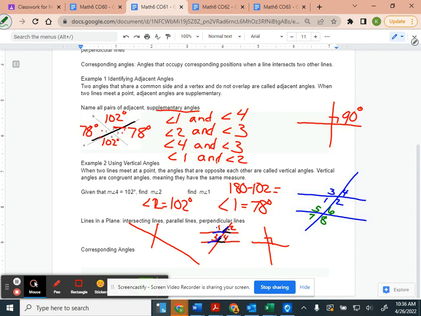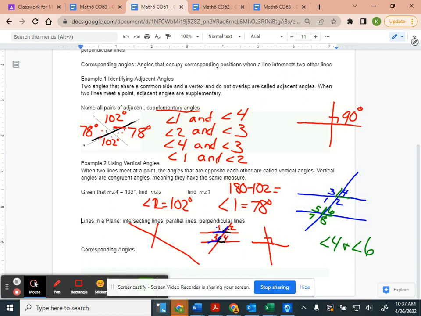Peyton? 6 and 2. 6 is above the line, 2 is below the line. They are not corresponding. What would be corresponding with 6? 5 is on the other side, they're supplementary. What is corresponding with 6? So 6 is above the line, 3 and 4 are above the line. 6 is to the right of that intersecting line, 4 is to the right of the intersecting line. So our corresponding angles are angle 4 and angle 6.